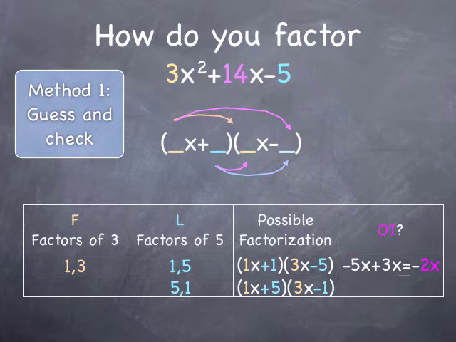Now when I check the OI in FOIL, when I multiply the outer terms together, I get negative 1x, and the inner terms together, I get positive 15x. When I combine those like terms, I get 14x. That is, in fact, the OI that I'm looking for. So the correct factorization of this expression is 1x plus 5 times 3x minus 1. In this case, it only took me 2 guesses to get to the right answer. Sometimes it's going to take you more rearranging of the factors, more guessing and checking to get this right.